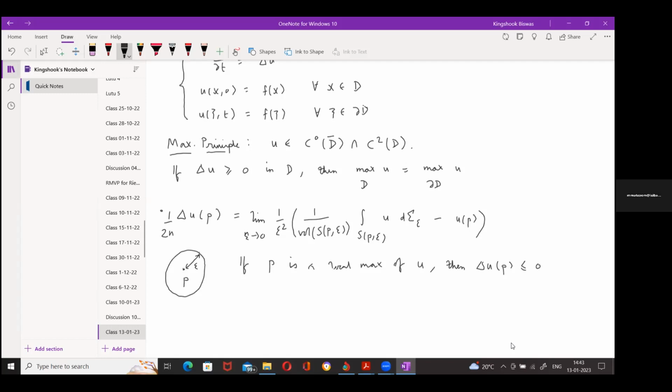So to prove the maximum principle, what you can do is, for epsilon small, you consider a function u epsilon of x equal to u of x plus epsilon norm x squared.